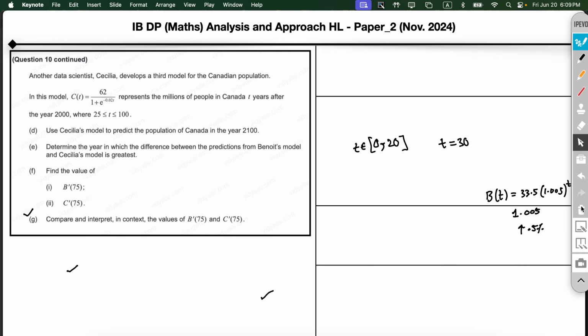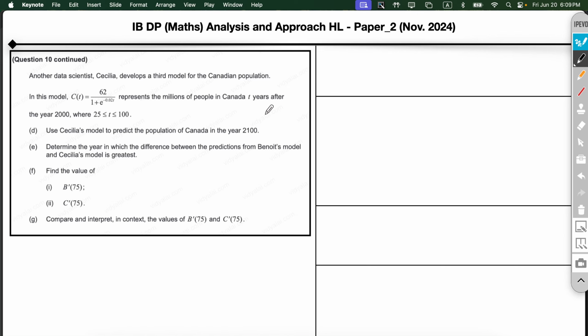Okay, so the next part: another data scientist, Cecilia, develops a third model for the population, and this is 62 divided by 1 plus e to the power minus 0.02t, representing the millions of people in Canada t years after the year 2000. This is also applicable for t lying between 25 and 100. Use Cecilia's model to predict the population of 2100. You just put the value t equals 100 and you get 54.6 million.